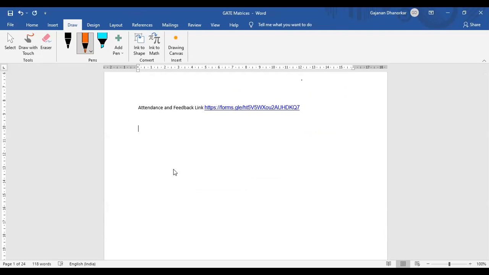suppose I take this matrix A. What is the order of this matrix? How many rows? These are the rows. What is the order? 2 by 3. This is the order.